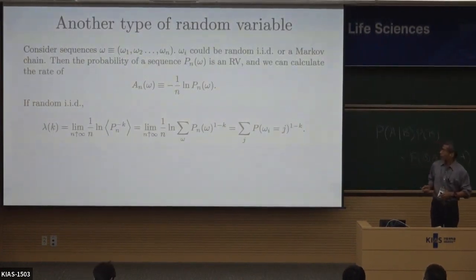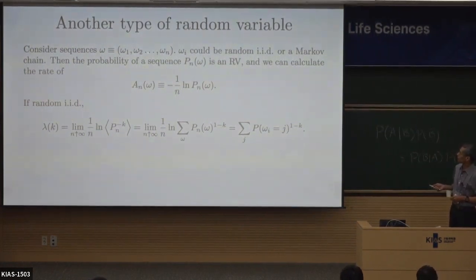Now, suppose we consider sequences, say omega 1, omega 2, dot, dot, dot, and omega i could be random, identically distributed, or a Markov chain even. I won't go into the Markov chain part, but now think of it this way. The probability of a sequence of length n is itself a random variable in this case, right? Omega is a random variable. The probability of that random variable is a random variable. It depends on what the omega random variable was, right? Yes? So I define a n of omega, which is minus 1 over n log p n of omega, and a n of omega itself is a random variable. Now I want to know, what's the rate of this random variable?